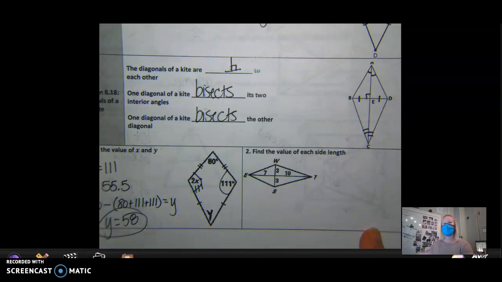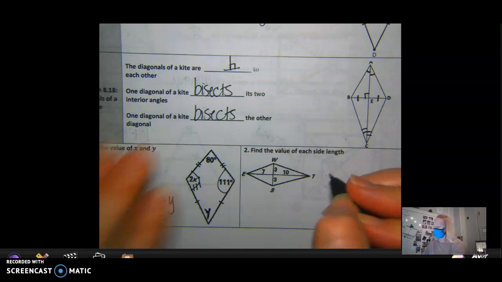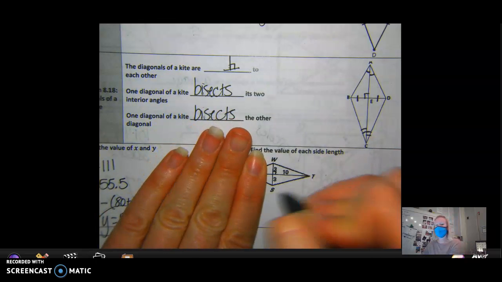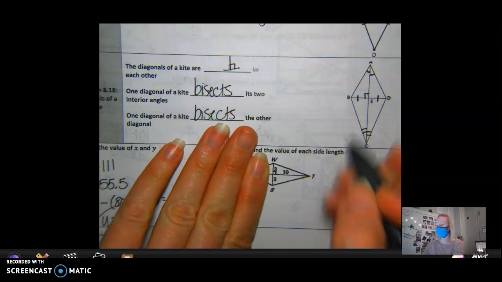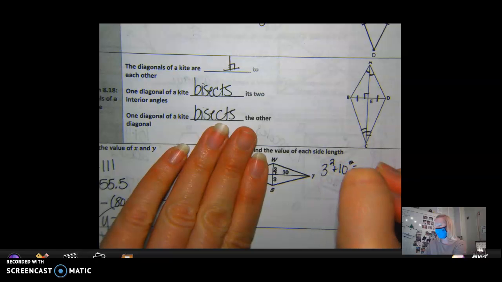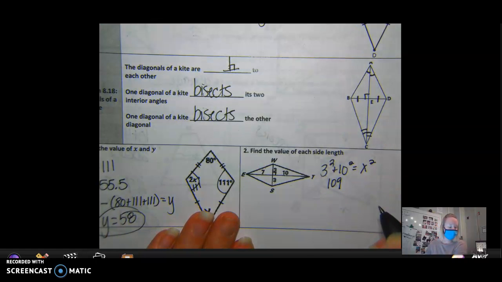Okay, number 2. How did you guys find the outside lengths? What are we going to have to use on this guy? Pythagorean theorem, because this is a right triangle, right? So we're going to start with this WT and ST because those are going to be congruent lengths. So you just need to find one. So that's 3 squared plus 10 squared equals x squared. That's 9, and that's 109, right? It doesn't say what to round it to. Did I do that correctly? Yep.